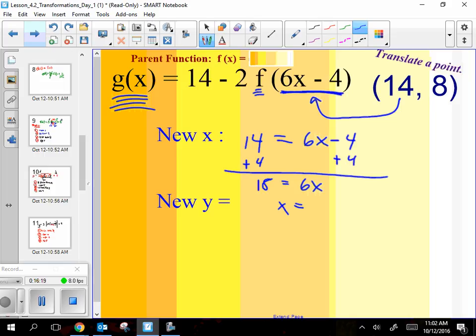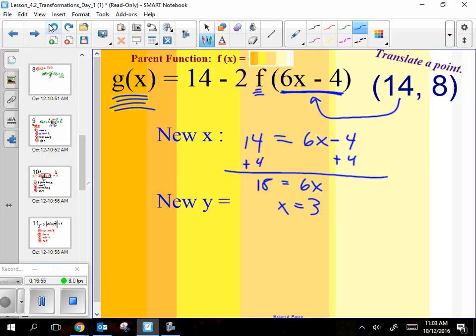What's x have to equal? 14 changes to 3. My new point is 3 comma something. Could you have done that by taking the 14 and taking 1/6 of 14, and then how do you move it 4 to the right? You actually add 4 to it? We could have. All right. But I don't want to do it that way because it's much more complicated than the way I'm showing you.